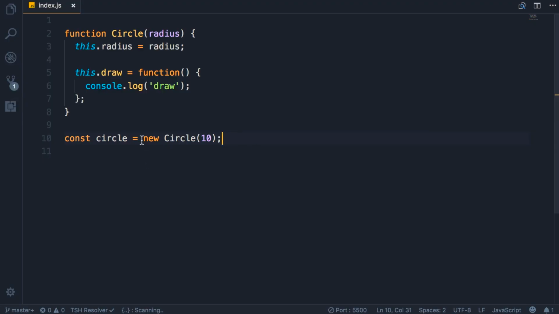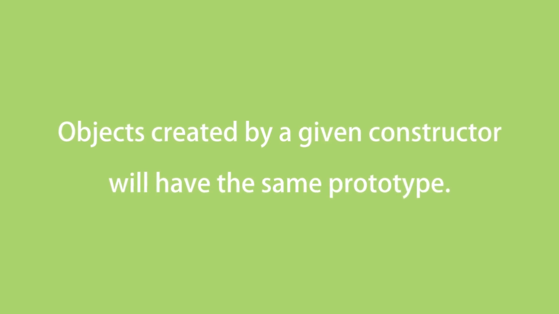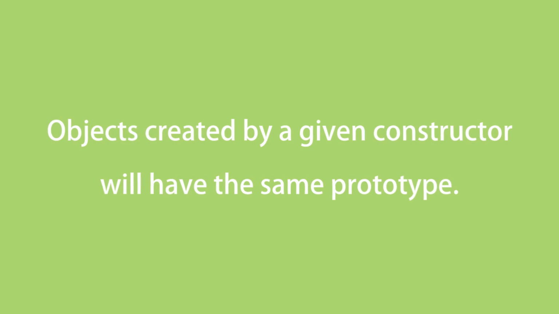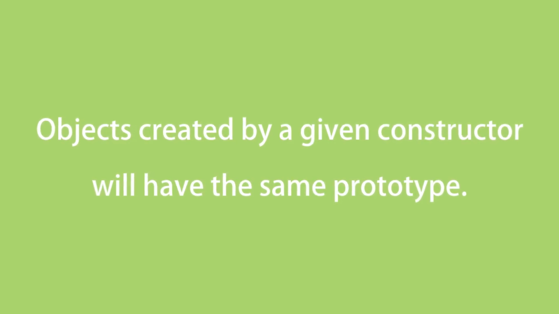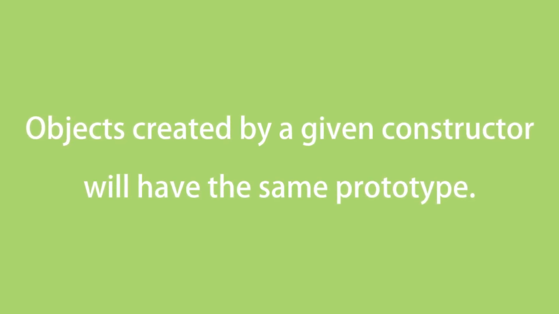So every time we call the circle constructor to create a new circle object, this constructor will create a new object and set its prototype property to circle base. In other words, objects created by a given constructor will have the same prototype. So all circle objects created by the circle constructor will have the same prototype. And similarly, all arrays created by the array constructor will have the same prototype.